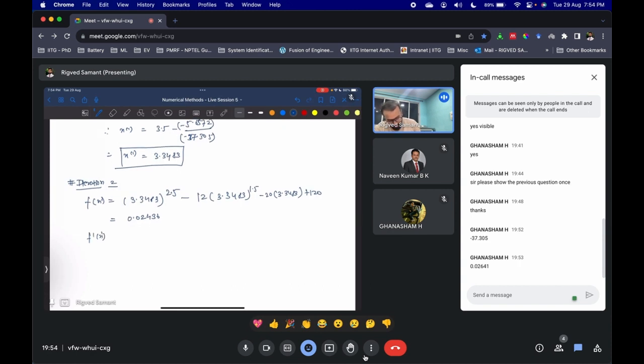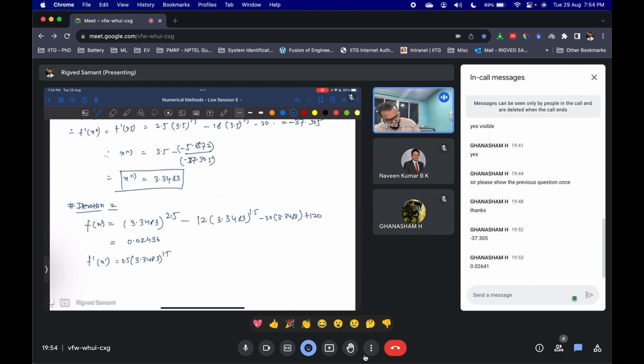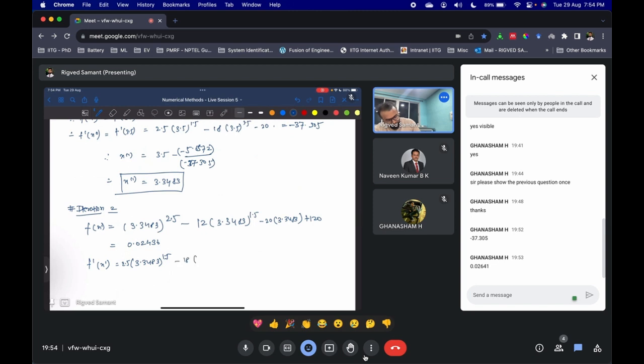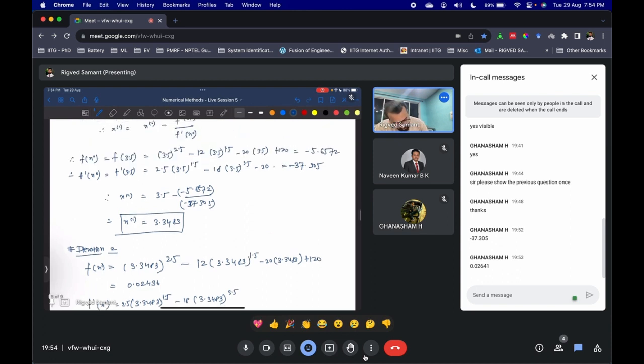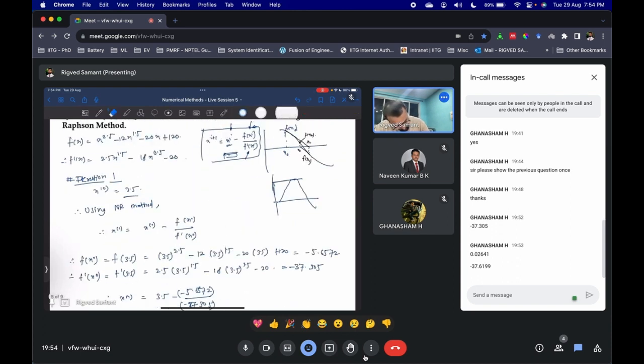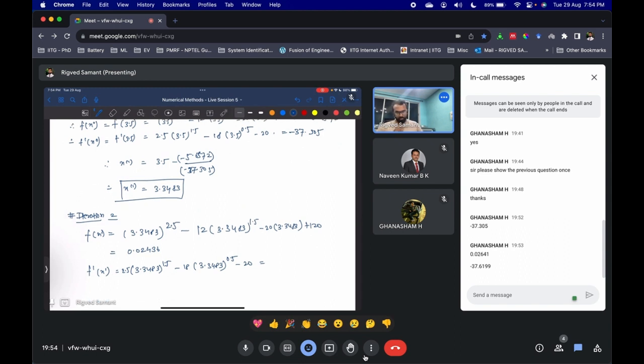F dash of x1, sorry, at x1 equal to 3.3483: 2.5 into 3.3483 raised to 1.5 minus 18 into 3.3483 raised to 0.5, right? Minus 20. That is minus 37.6199.